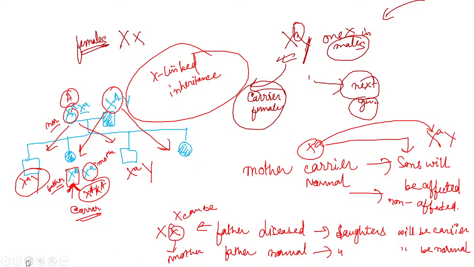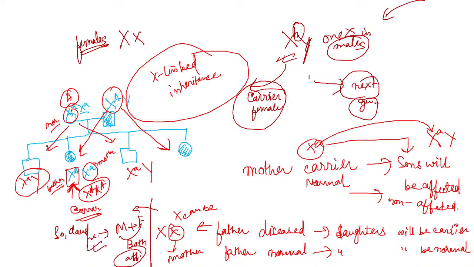So, for the daughter to be affected, the father plus the mother both must be affected, right? Father and the mother both must be affected. And if both are affected, then the daughter will be affected. If both are affected, then the son will be affected. Okay. So if the mother is affected, then the son will be affected. Try to understand this line.